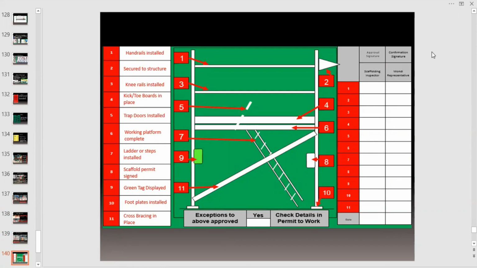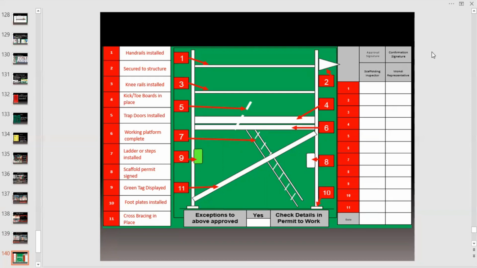If I tell you in short, if you are going to inspect a scaffolding structure as a safety supervisor, a safety officer, or a safety engineer, you have to check the following points. Number one, handrails installed or not. The structure is secured or not. Knee rails installed or not. Kick or toe boards in place or not. Trapdoors installed or not. Working platforms complete or not.